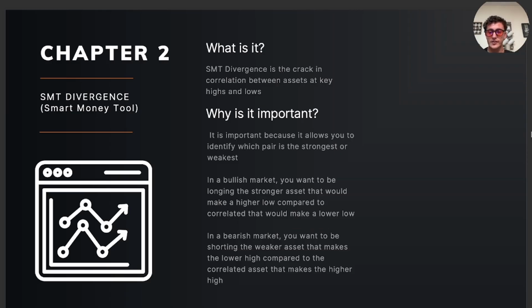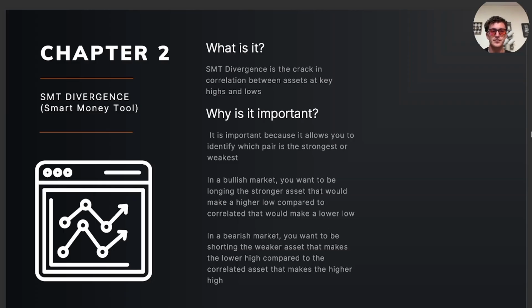This is going to be on SMT divergence, or in other words, smart money tool divergence. So we're going to understand and tell you guys what it is. SMT divergence is basically the crack in correlation between assets at key highs and lows, or internal range liquidity pools, or fair value gaps and imbalances. And why is it important? It is important because it allows you to identify which pair is strongest or weakest.